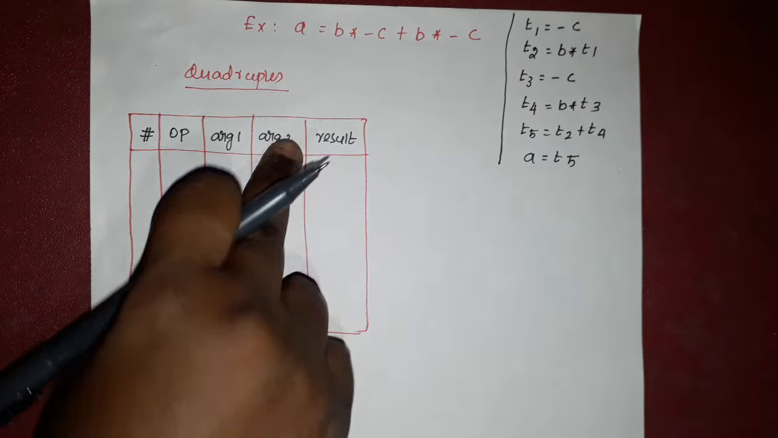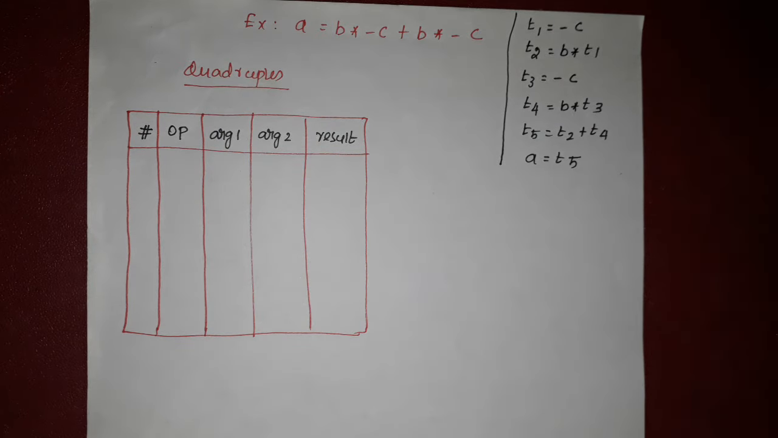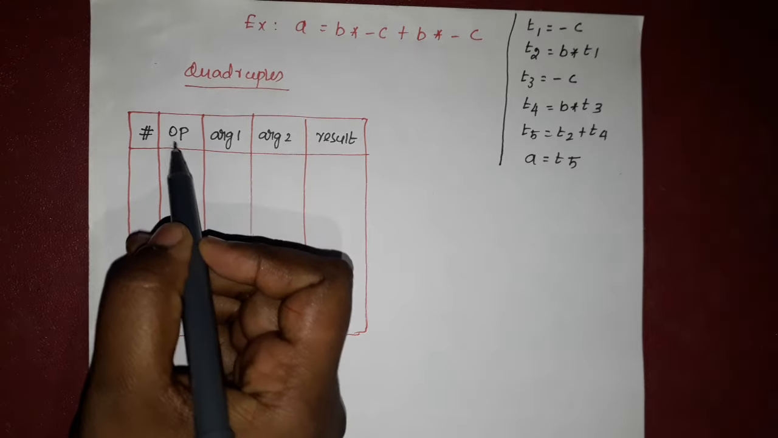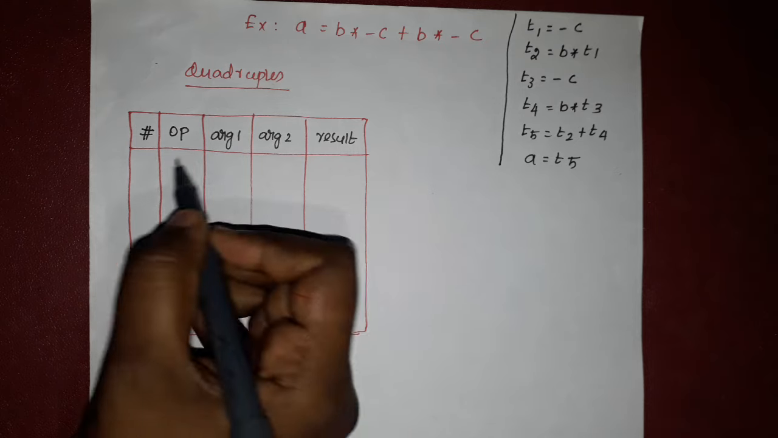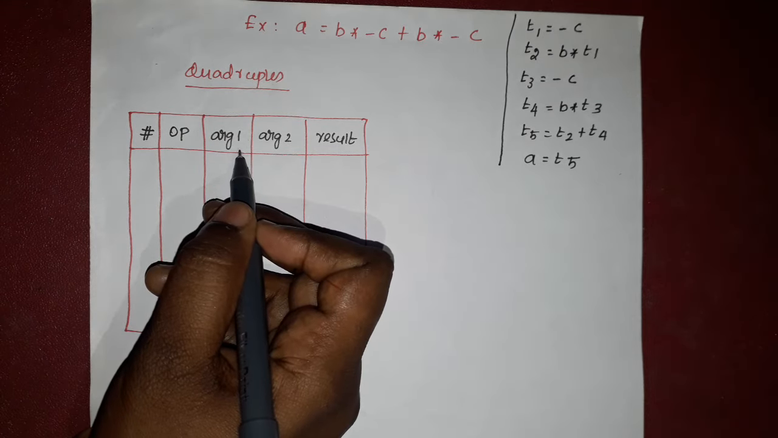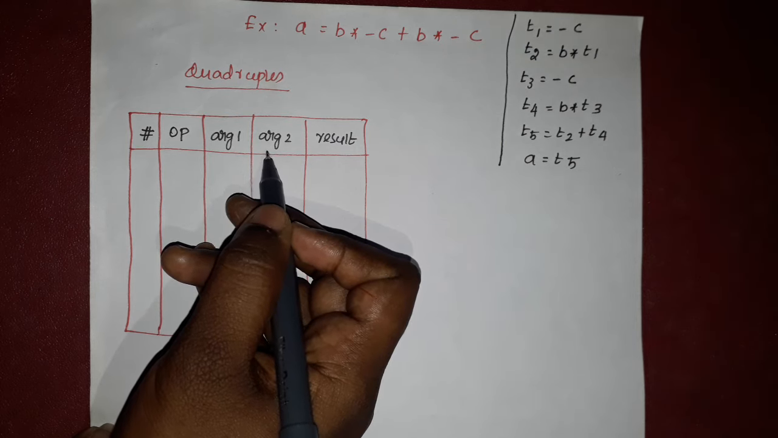Then we have to evaluate quadruple first, then triple, and last one is indirect triple. I already told you quadruple consists of four tuples. First one is operator, argument 1, argument 2, and final one is result. This is operator. Argument 1 is nothing but operand 1. Argument 2 is nothing but operand 2.